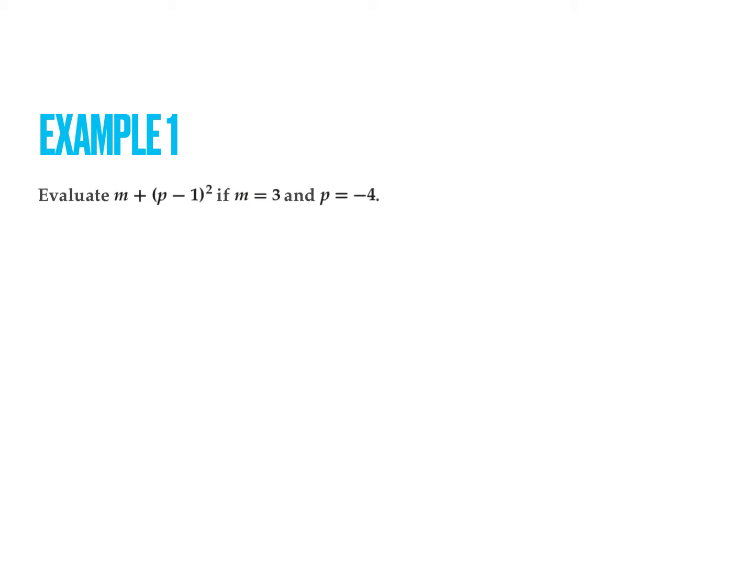So we have to evaluate m plus p minus 1 squared if m is equal to 3 and p is equal to negative 4. So step 1 is plug in our variables. So we have m is equal to 3. That means 3 is going to go in the place of m. And we have p is negative 4. So negative 4 goes in the place of p. So we can rewrite our problem. We have 3 plus negative 4 minus 1 squared.